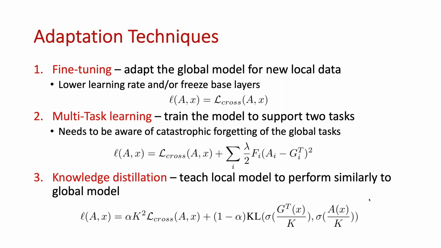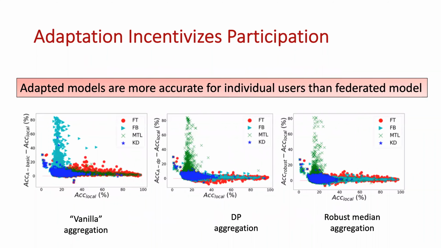So we produced a lot of charts out of this with no conclusive answer. But one important lesson from this is that adapted models are more accurate for individual users than the federated model, for sure. And for a huge percentage of users, it's actually more accurate than the local model that they can train on their own. And so with adaptation, they now have an incentive to participate, because they're going to get back a federated model, which they can then adapt and outperform their local model.